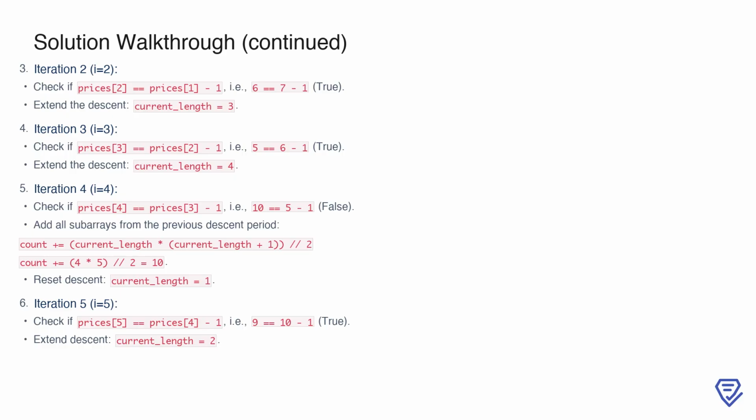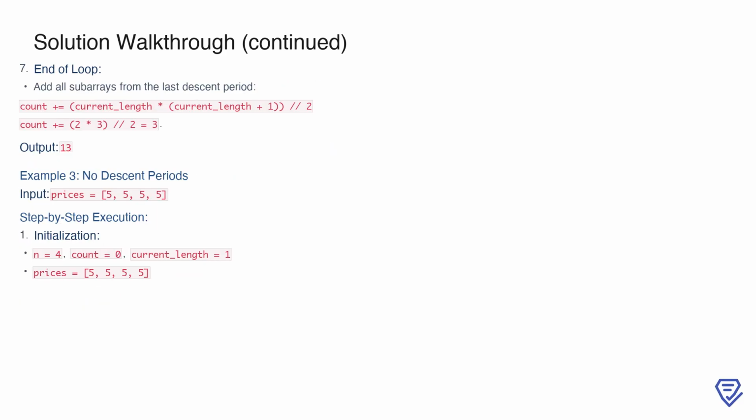In the fifth iteration, we check if 9 is 1 less than 10. This condition is true, so the streak is extended to a length of 2. After completing the loop, we handle the last descent period. Using the formula, we calculate the total subarrays for the final streak of length 2. Substituting the values, we get 2 * 3 / 2, which equals 3. Adding this to the count, we now have a total of 13 smooth descent periods for this example.